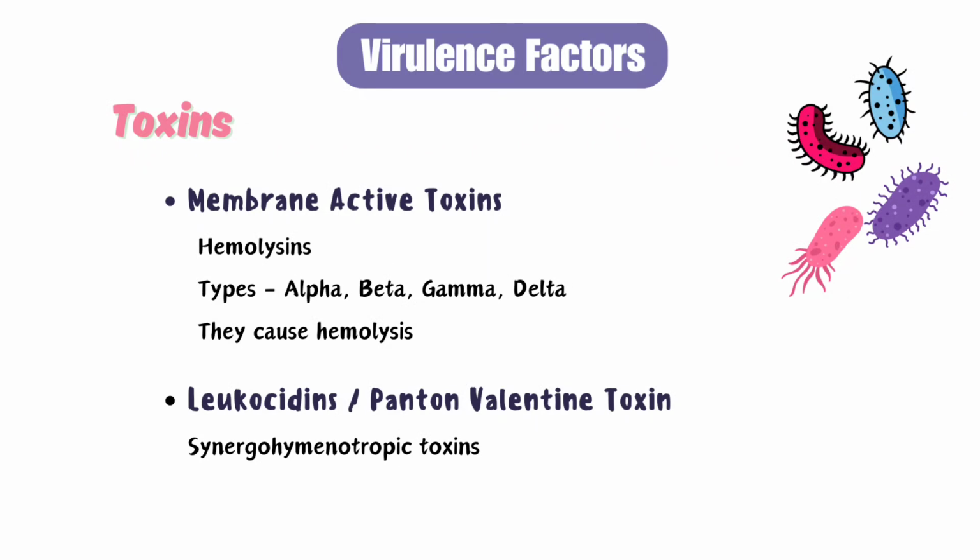The next type of toxin is leukocidin, also known as Panton-Valentine toxin or PV toxin. It has 2 components, namely F, which stands for fast, and S, which stands for slow component. Both the fragments act synergistically with the gamma hemolysin to damage leukocytes, RBCs, and macrophages. This gamma hemolysin and PV toxin are called synergohymenotropic toxins because they are not active individually, but in combination they are capable of producing hemolytic and leukocidal activity.